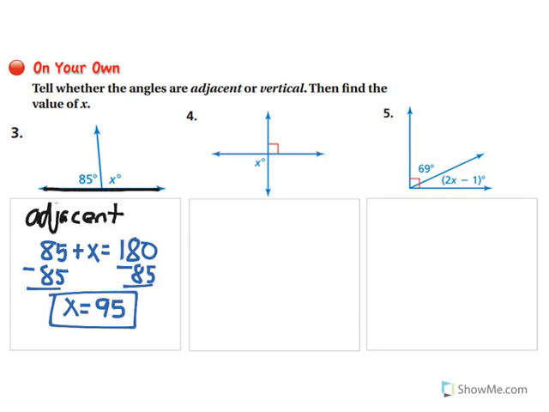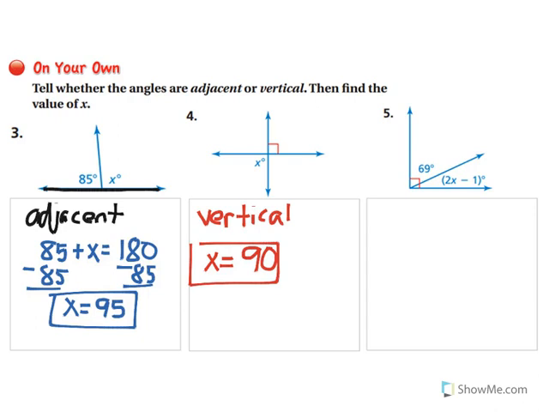Now, for number 4, the way they have it set up, these angles are across from each other. They are opposite sides of each other. Therefore, these are vertical. And since they're vertical, we know that x must equal that red box, which is 90 degrees. So it's x equals 90.